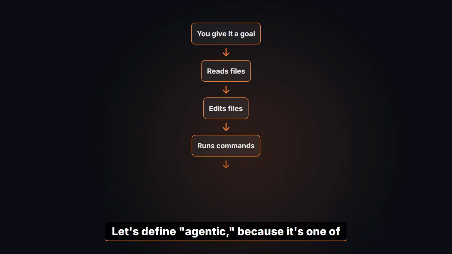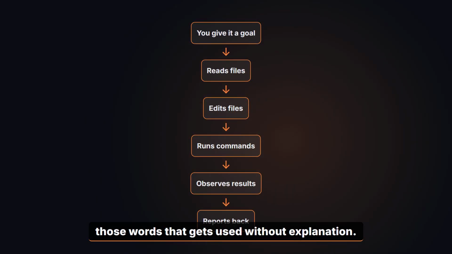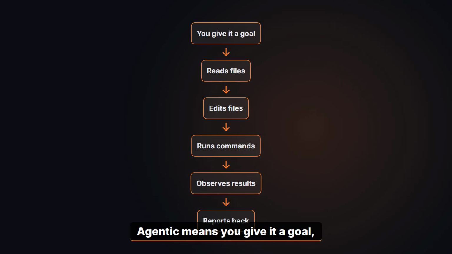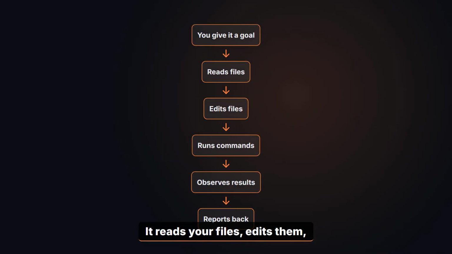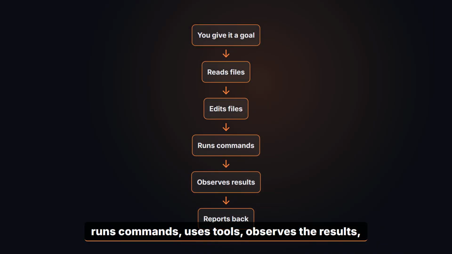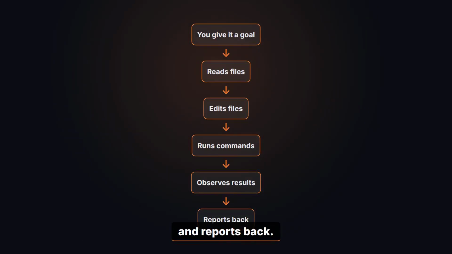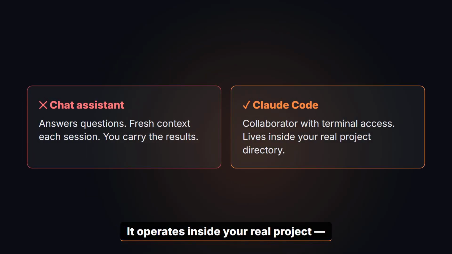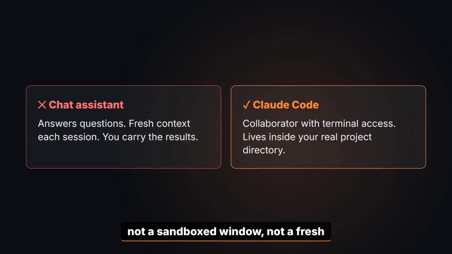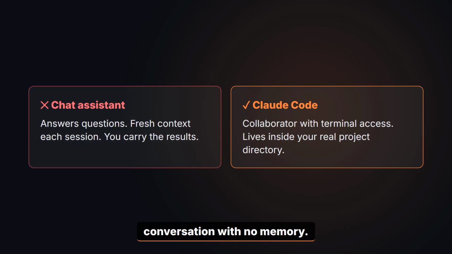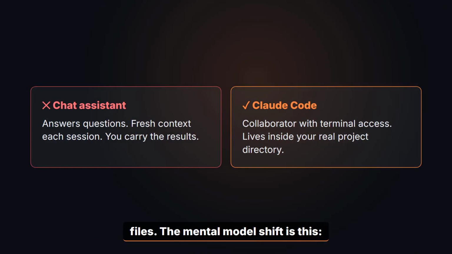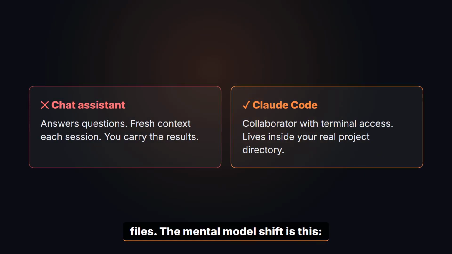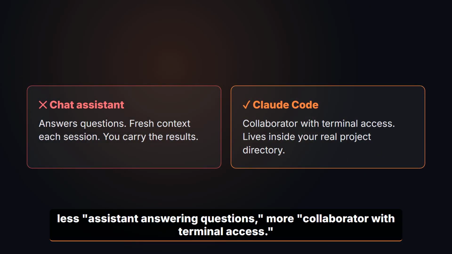Let's define agentic, because it's one of those words that gets used without explanation. Agentic means you give it a goal, and it figures out what to do. It reads your files, edits them, runs commands, uses tools, observes the results, and reports back. It operates inside your real project. Not a sandboxed window, not a fresh conversation with no memory. Your actual project directory with your actual files. The mental model shift is this: less assistant answering questions, more collaborator with terminal access.